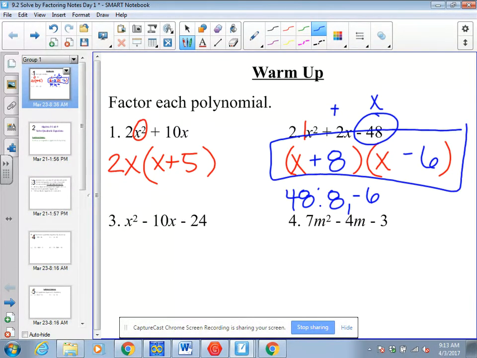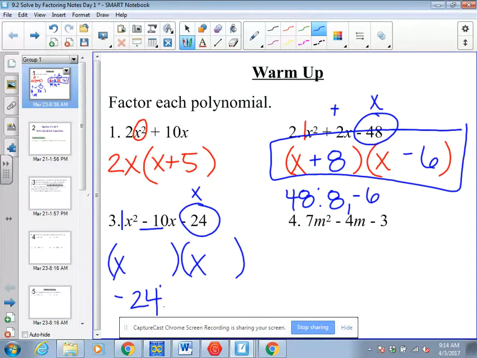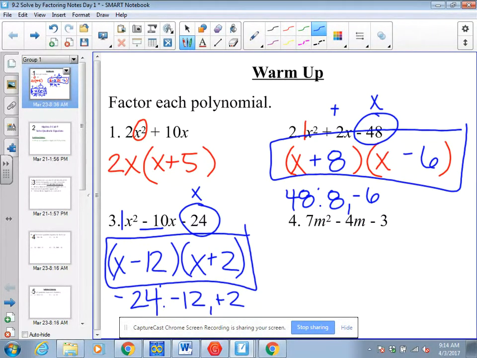Here's my answer. I'm going to follow the same rule for number 3, since there's no GCF and a is 1. So we know that x times x is going to give me x squared. I'm going to look at factors of negative 24 that add to negative 10. What is coming to mind is negative 12, positive 2. You're certainly welcome to write out all of the factors of negative 24 and then decide at the end which one is the correct one, if it is hard for you to determine that without doing any work.